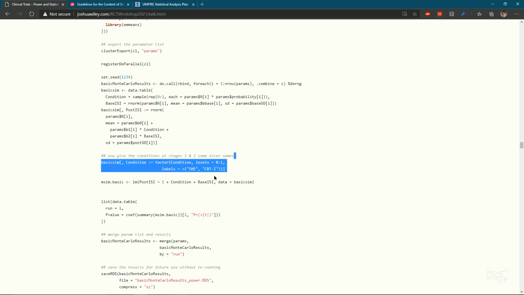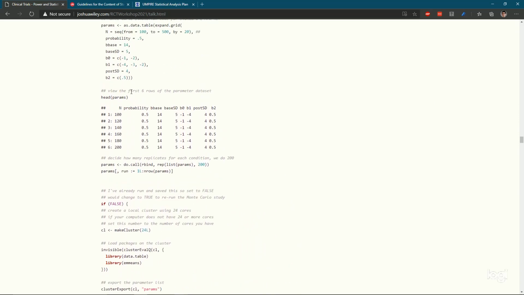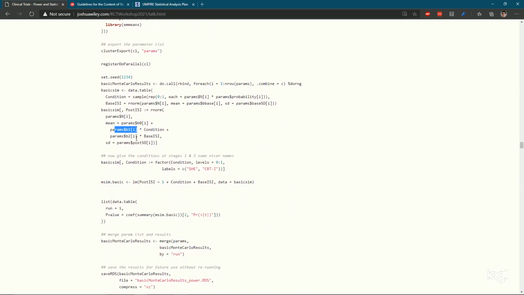Next up, just a little bit of tidying. Right now, my condition has the names 0 and 1, so I use this factor function to label them. Those levels 0 and 1 should actually be labeled sleep hygiene education and CBTI. That's purely for aesthetics. Now I run my linear regression, lm, using this simulated data, these random normal values that I've just generated with the parameters I specified up here, that big list of 25,000 different ones. N will be varying. We'll take the ith n, the ith intercept, etc. That's what that little bracket i stands for.